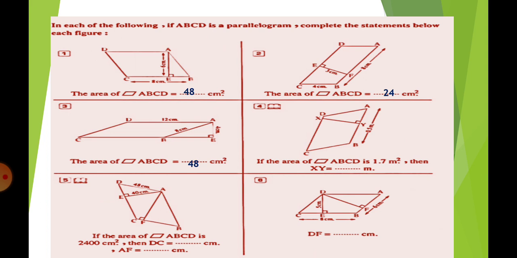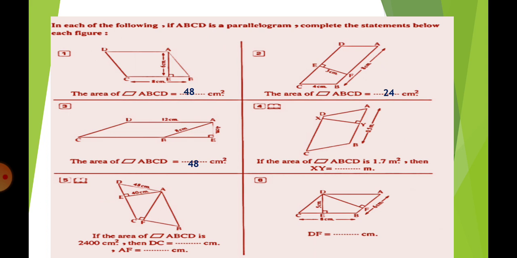Number 4, the area of the parallelogram is 1.7. Area equals base times height. Then if we want to find the height, height equals area over base. Base equals area over height. Here the area equals 1.7 centimeter squared.